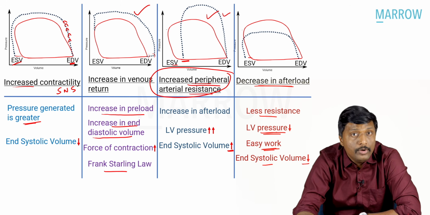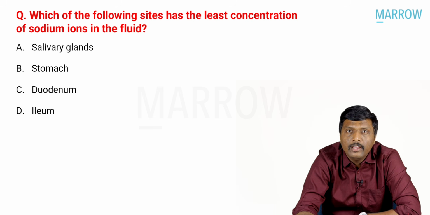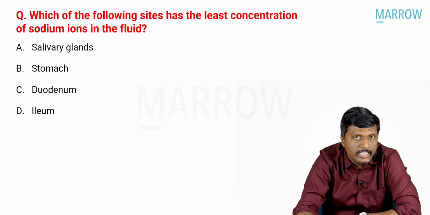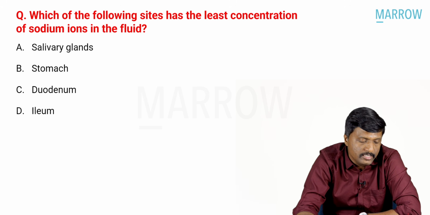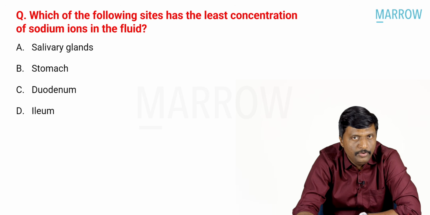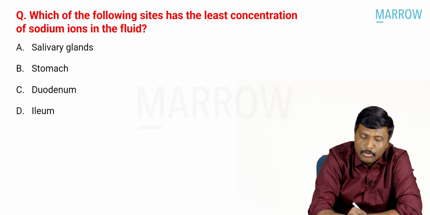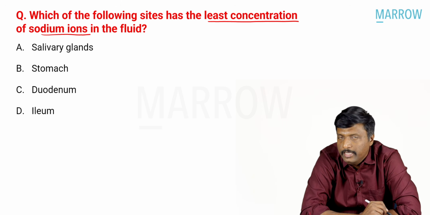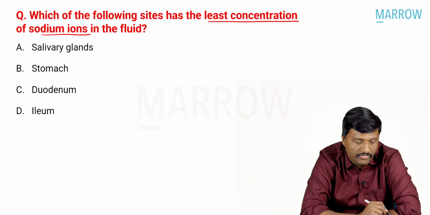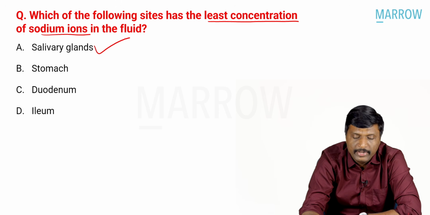Alright guys, now let's move into the next question. This is particularly from the GI secretions. Which of the following sites has the least concentration of sodium ions in the fluid? Remember, they are asking about the least concentration of sodium ions in the fluid. It should be definitely salivary gland, salivary secretion.